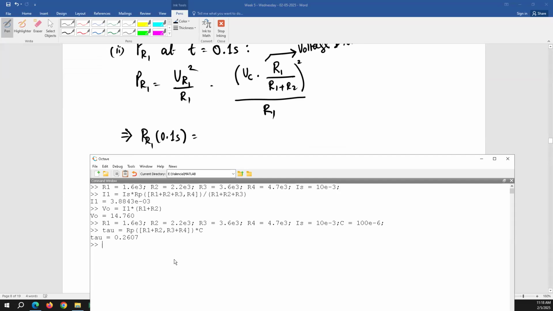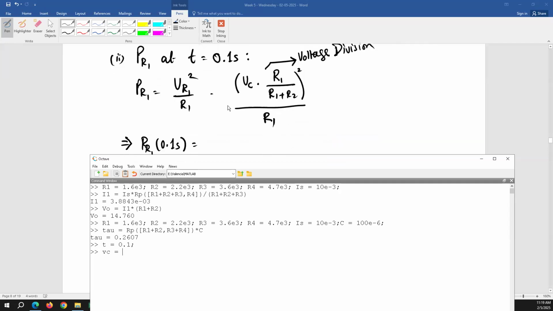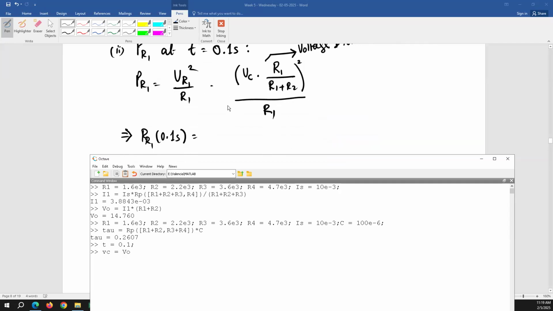Okay. So T is equal to 0.1 and my PR1 is equal to... let me define my VC equation quickly. VC is equal to V naught. I have V naught. So V naught times exponent of negative T over, I have tau, right? Yeah, I have tau. So that's my VC. And T is 0.